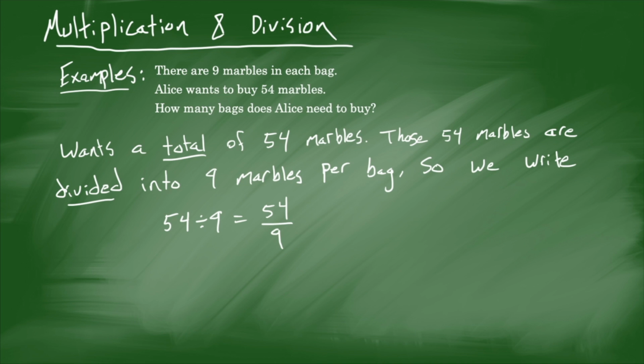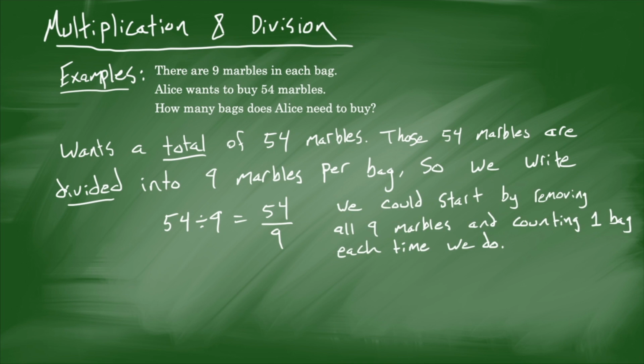Dividing is a bit of a different game from multiplying. Since Alice cannot yet buy them, she's going to have to imagine. But she can imagine removing 9 marbles from a bag and then counting one bag each time she does. So let's do that. So we'd start with 54, and we would remove 9 marbles from that imaginary bag, and we'd get 45 marbles remaining. And we call that one bag.